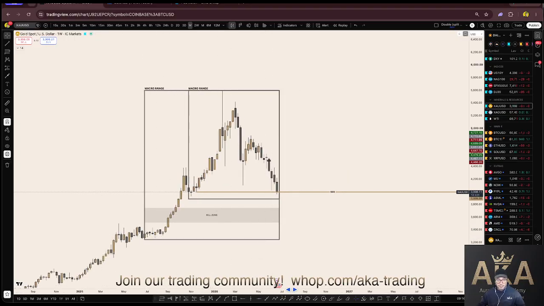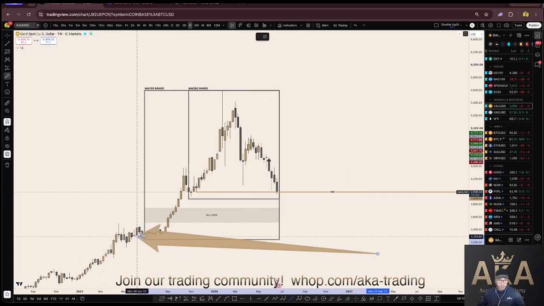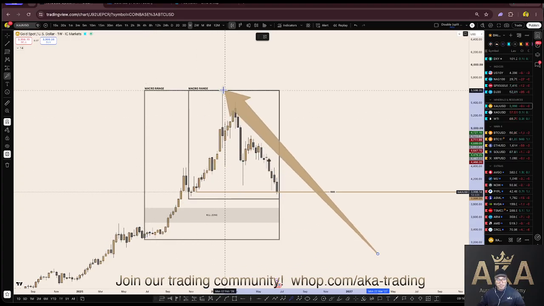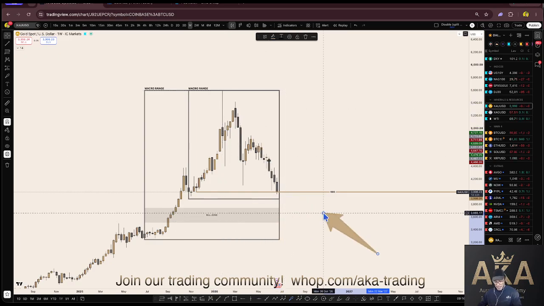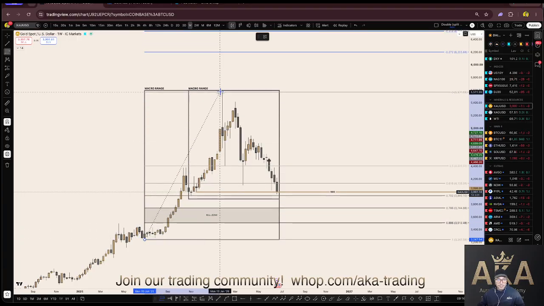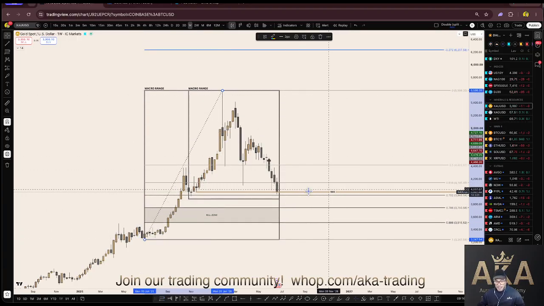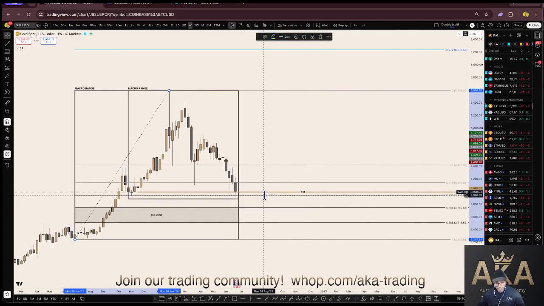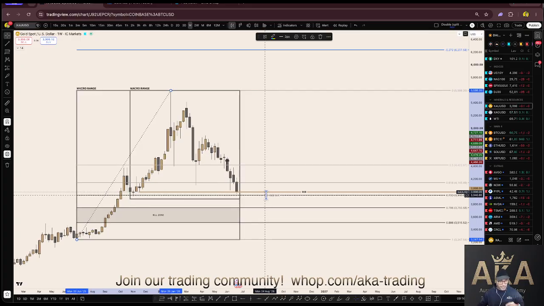So price came up, paused, formed structure. So this is our anchoring low into our obviously high. And we're now trading somewhere around the middle of this external range, of this macro range. We're sitting just below the 618. Actually, we are not far off from the 702, okay?